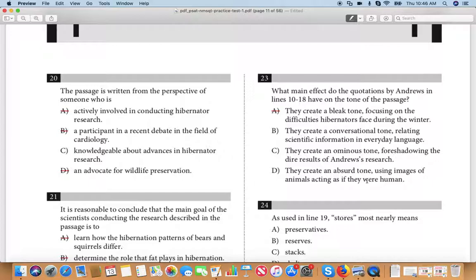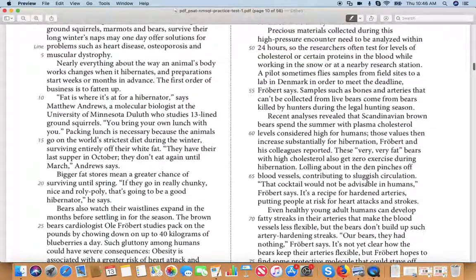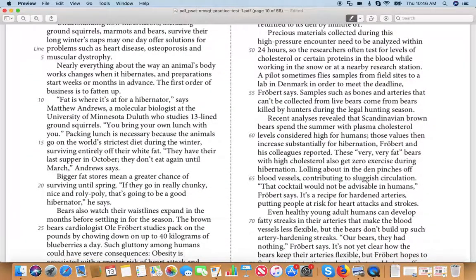Go ahead and read answer choice B, please. They create a conversational tone relating scientific information in everyday language. Okay, do those quotations create a conversational tone relating scientific ideas in everyday language?